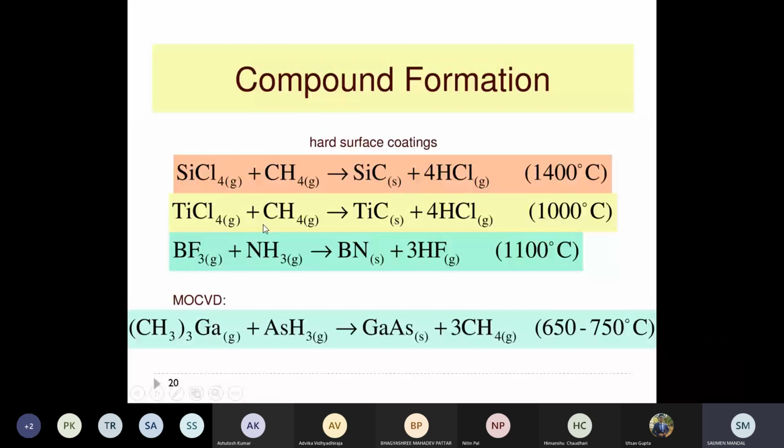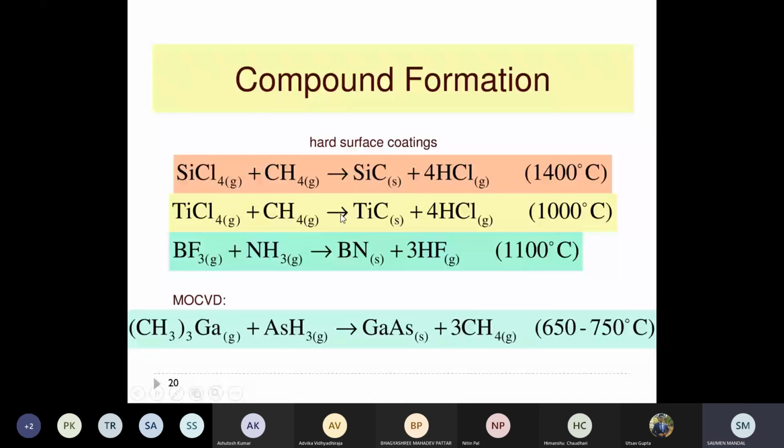TiCl4 and CH4, so TiC coating is made, and you are maintaining a reducing atmosphere. So whatever carbide forms, it will not oxidize. BF3 and NH3 give BN plus 3HF. This is at 1100 degrees Celsius, and the solid will deposit.